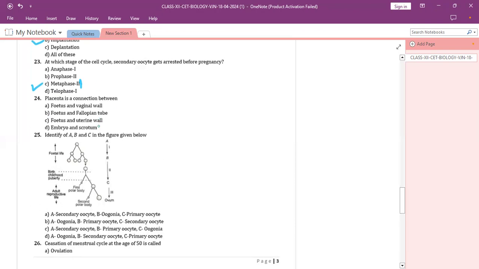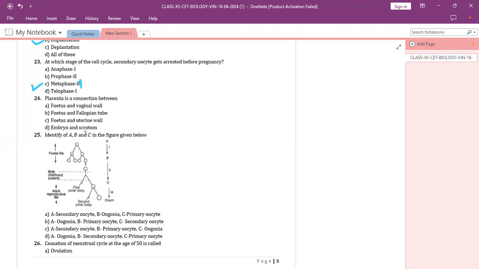24th one. The placenta is a connection between A, fetus and vaginal wall, B, fetus and fallopian tube, C, fetus and uterine wall, and D, embryo and scrotum. Definitely the option should be fetus and uterine wall.